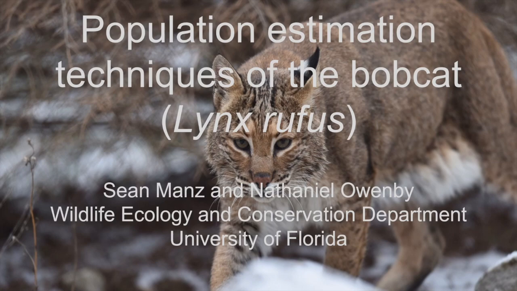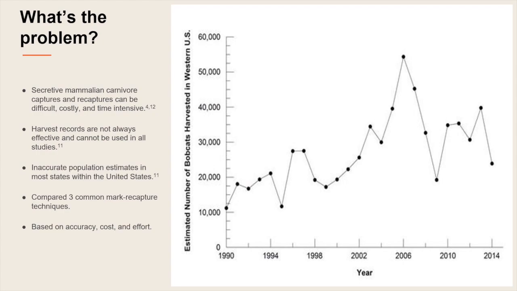Our presentation is on population estimation techniques of the bobcat, Lynx rufus. So the problem is that mark recapture experiments rely on capturing marked individuals during subsequent capture sessions. However, with secretive mammalian carnivores such as bobcats, recaptures can be difficult, costly, and time-intensive. Previously, harvest records have also been used to estimate bobcat populations. However, this method is not always effective and cannot be used in all studies. This has led to inaccurate population estimations in most states within the United States.